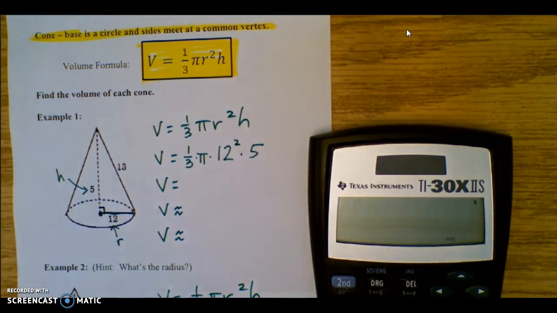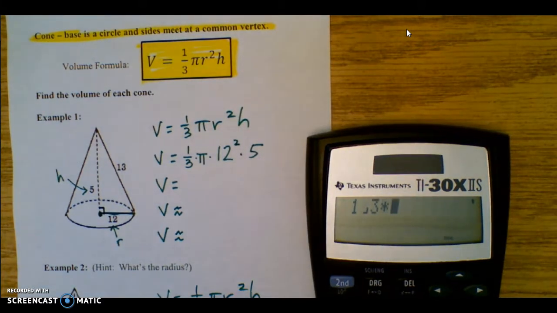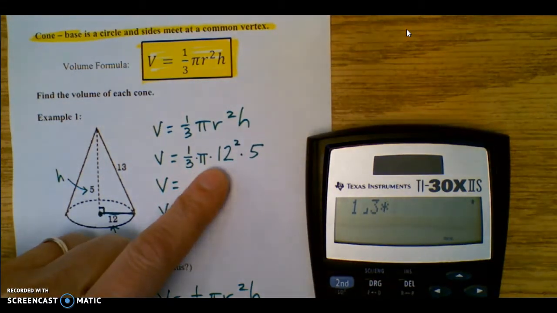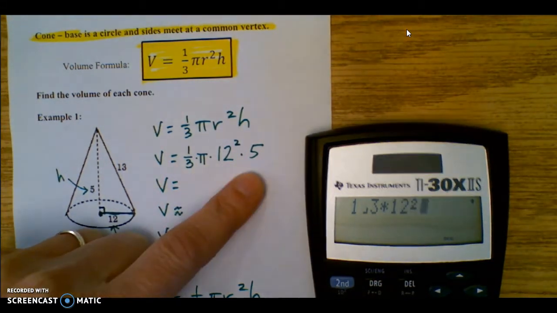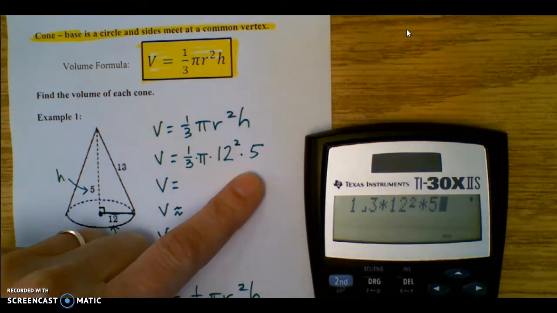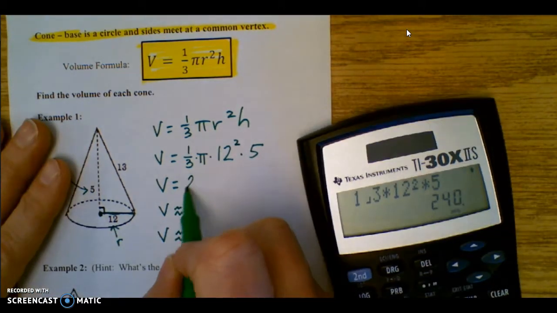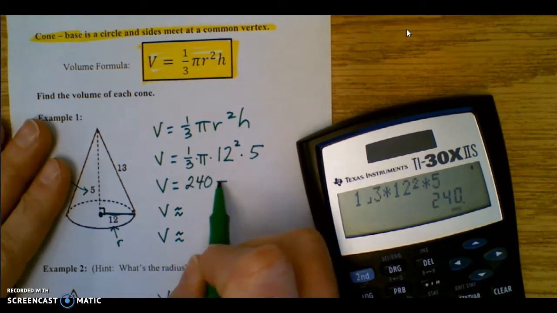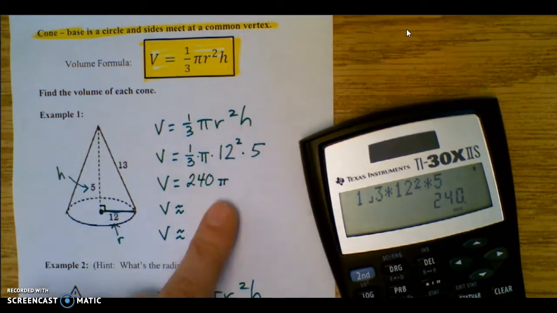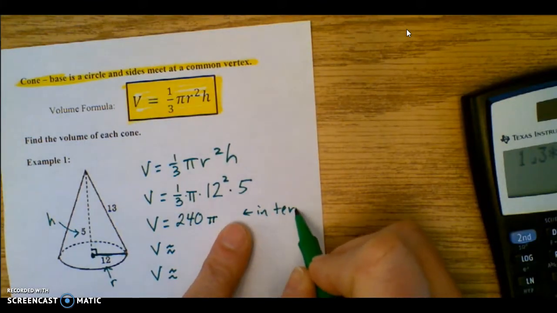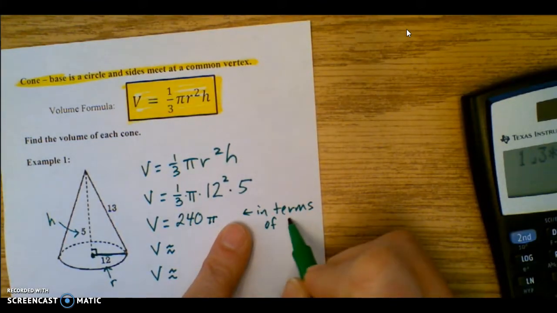Alright, what you're going to do first is go ahead and put in your 1/3. But we're not going to multiply by pi right away. We're just going to skip over the pi, and we're going to type in our 12 squared, and multiply by 5. So as you can see, we're entering all of our numerical values, and we get a nice answer of 240, but we will keep pi in our answer. This is when you are looking for your answer in terms of pi. We practiced a couple questions like that yesterday.